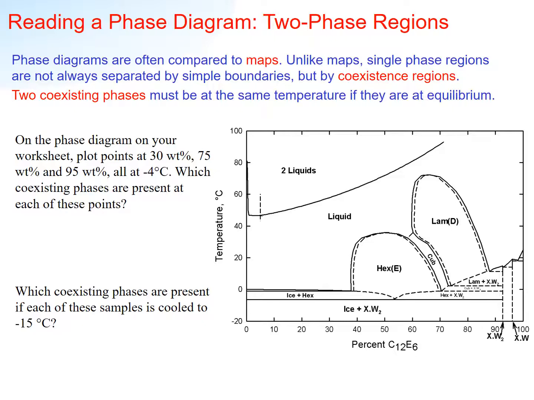So for example, on the worksheet on your phase diagram, I want you to plot points at 30 weight percent, 75 weight percent, and 95 weight percent, but at -4 degrees. Then identify what the two phases that coexist at each of those points are.